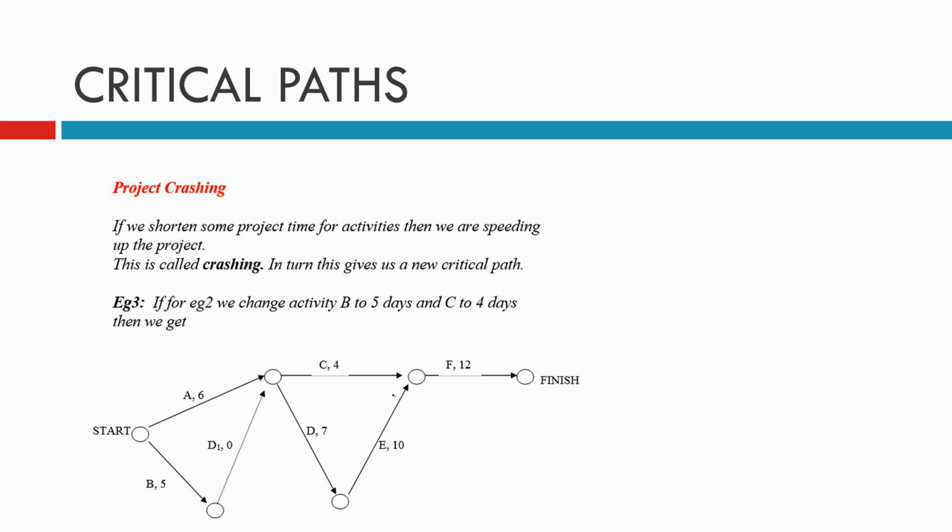Project crashing. If we shorten some project time for activities, then we're speeding up the project. This is called crashing. And this in turn gives us a new critical path. So example 3 says, for example 2, we change activity B to 5 days and C to 4 days. Then we get this one here. Okay, so we do get a new critical path, and we have to do it all. So I think they should be able to do this. Yeah, we'll have a go at that.